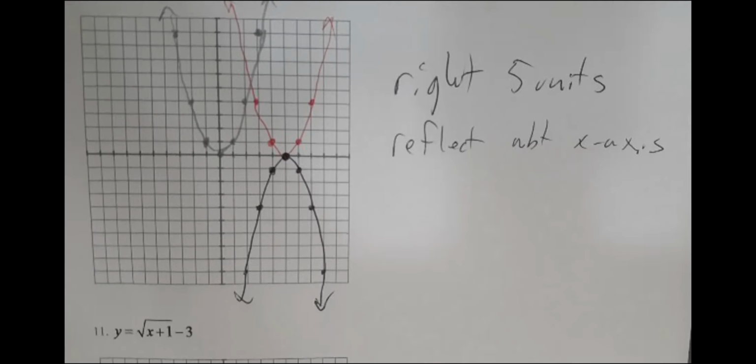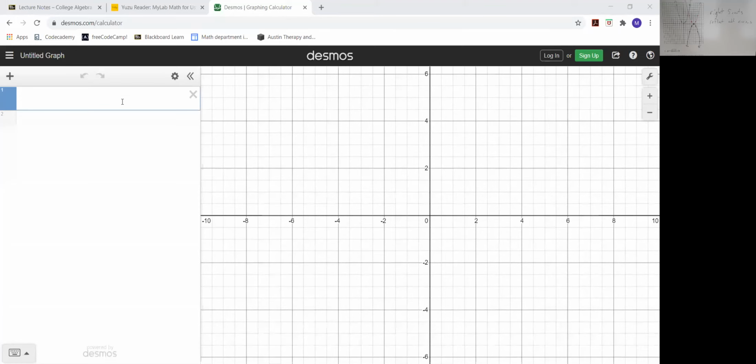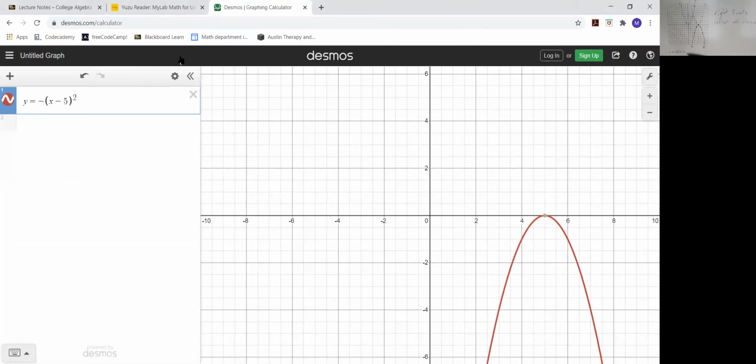Let's see if we can go to it. Here is Desmos. If you look at this, you have to type things in correctly. y equals what? There's a negative, and then there's an x minus 5, and we do the little raise, the caret is what it's called. And that looks hopefully just like the thing that we just drew.